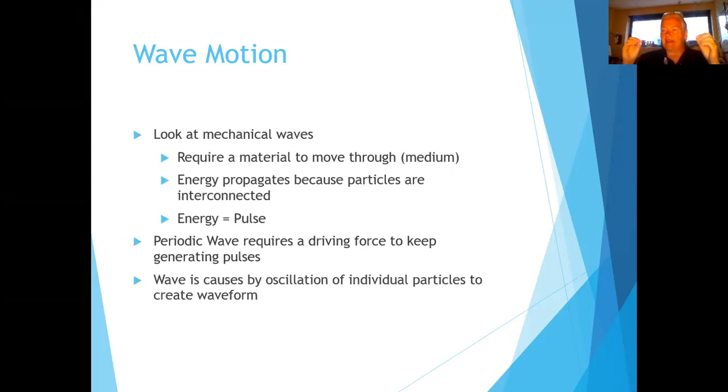So if you go back to the concept of the block and spring, if you think about a wave on a string, each part moves up and down. So this little piece moves up and down, which then causes this piece to move up and down, which causes this piece and this piece. And so what happens is each little individual part of that string is like a block and spring system. It oscillates around its own equilibrium position. Then it's the sum of all of those that causes the waveform.